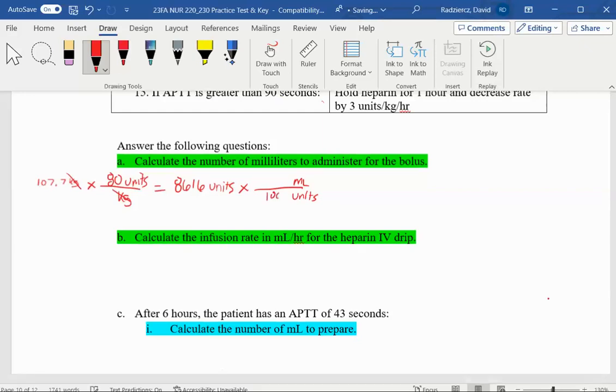1,000 goes with units. 1 milliliter goes with the milliliter. We've eliminated units. This also should look very similar to what we just did previously, where we went from units per hour to milliliters per hour. But in this situation, we're just going from units to milliliters. So we're not doing a rate. We're doing just a single injection or a single dose. So what I'm going to get then is an answer of 8.6 milliliters.